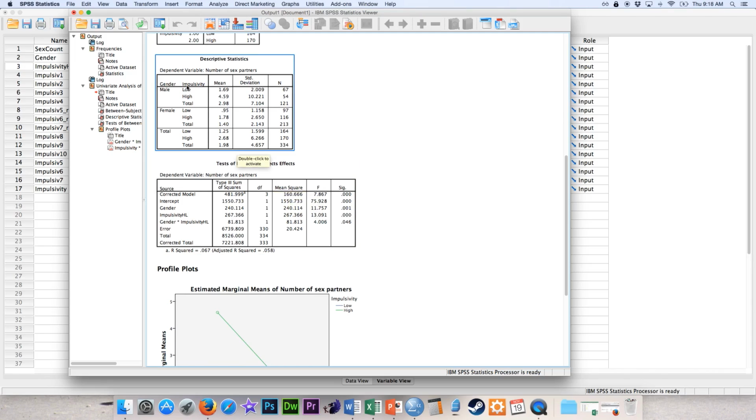Again, we can see that by looking under impulsivity, here total low. Those who were low in impulsivity had about 1.25 sex partners, and those who were high in impulsivity had more around 2.7 sex partners. So that again turned out to be correct.